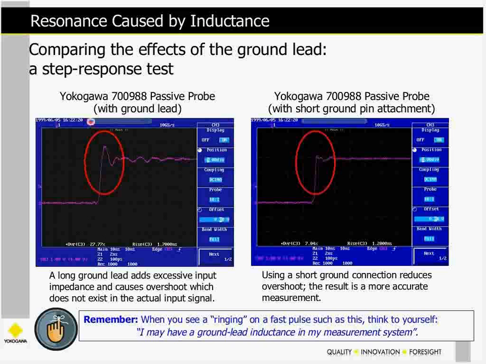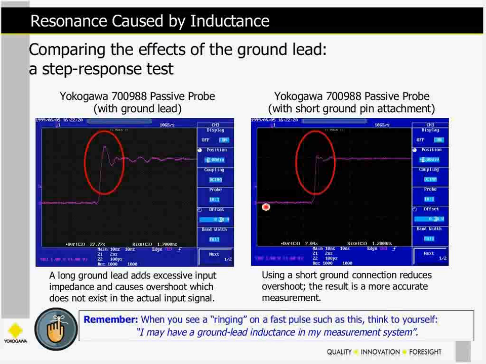Okay, so I took a passive probe and connected it to exactly this type of circuit. I gave this scope and this passive probe with a very long ground lead a step input, and certainly I get significant ringing. And I'm left to wonder, is that my device under test doing that? Do I have a problem? Or is that my probe? So as it turns out, it's the probe.